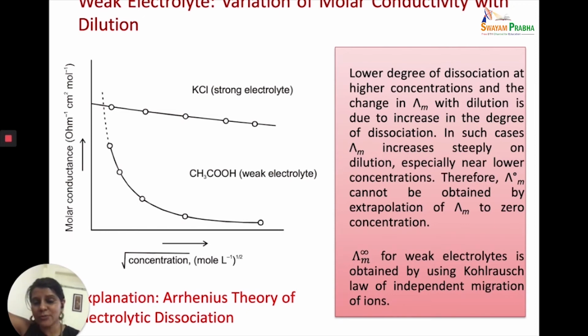In the case of strong electrolyte, the explanation is given by Debye-Huckel-Onsager theory. For the weak electrolyte, the explanation is given by Arrhenius theory of electrolytic dissociation.